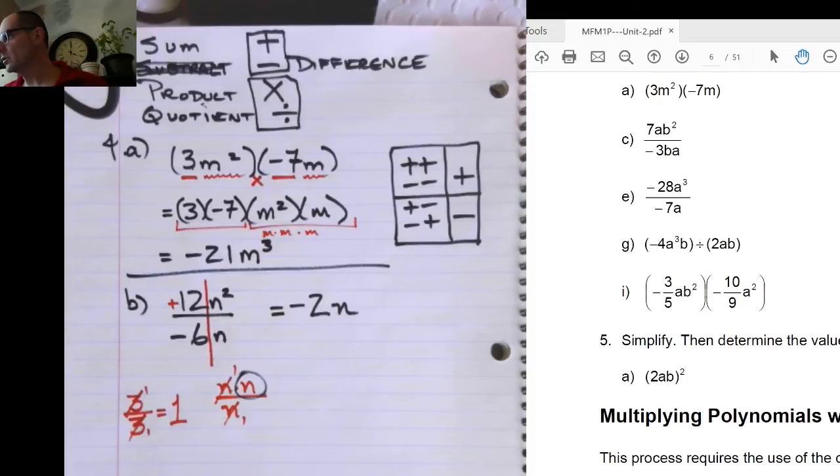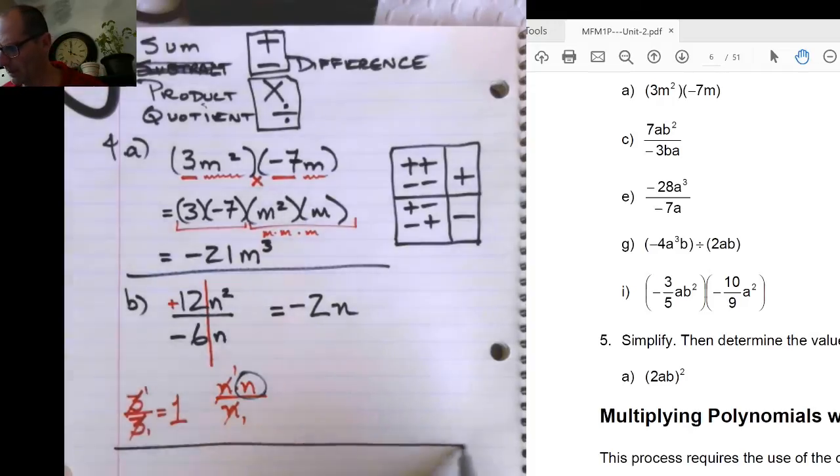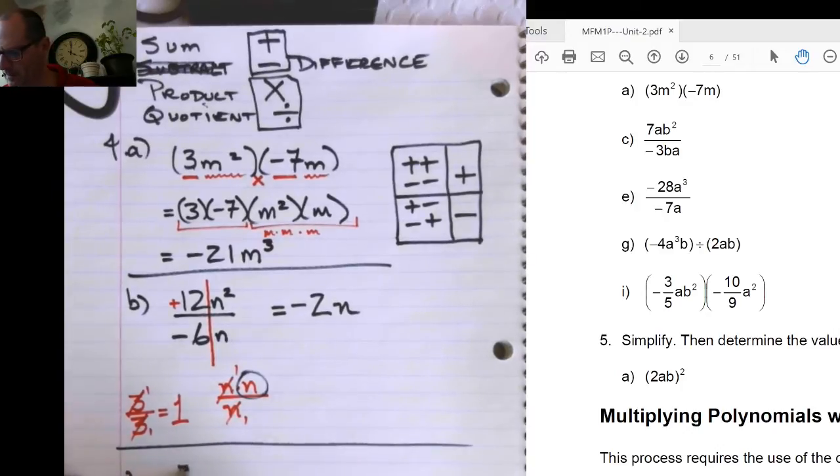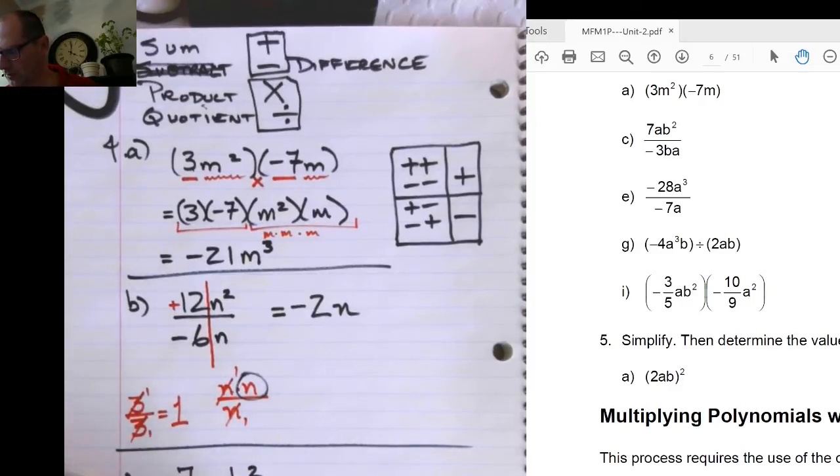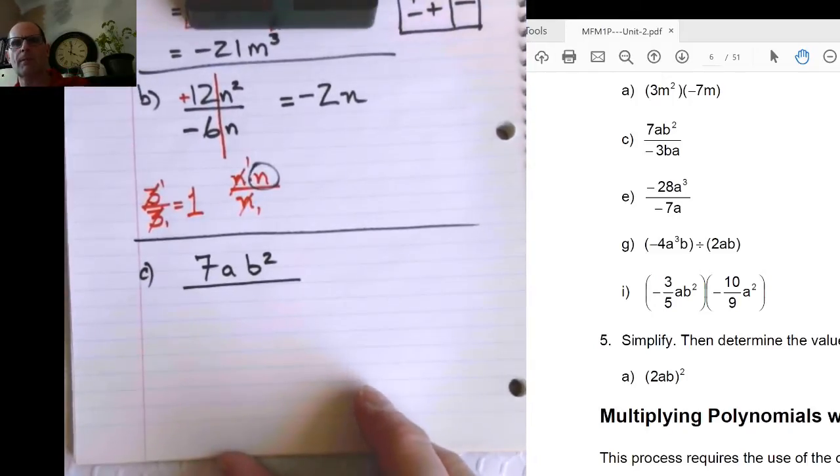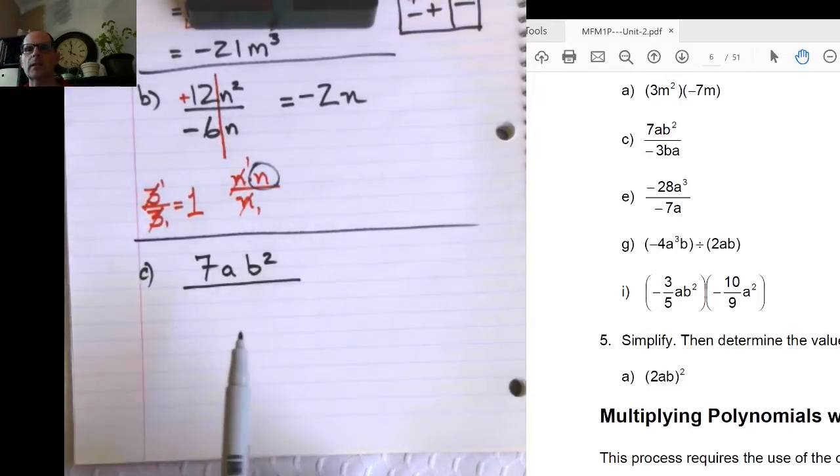Okay, so let's move on to C now. These simplifications cause a lot of grief. I think if you attack it very systematically, try and stay organized, it really helps. So the numerator on this, at the top of the expression, is written like that, 7ab squared. I like that. I'm going to leave it the way it is.